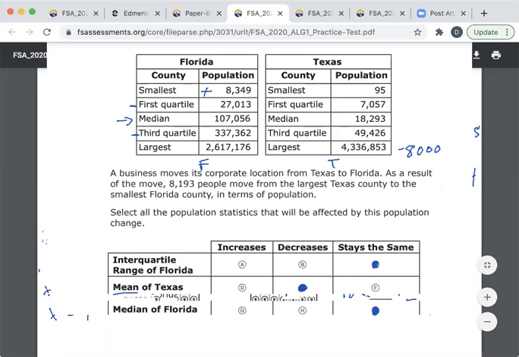And the standard deviation of Texas. So that, just like the mean, is also going to go down because you took some away, and for standard deviation, you have to use the entire population, which is now smaller. So that has also gone down.